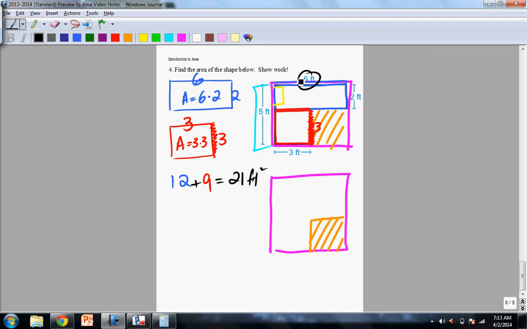The other way we could have looked at this is we could have gone the whole purple, which is 6 times 5, which is 30, and subtracted this negative space. This is 3 here, and the whole thing's 6, that's 3 times 3, so we're going to minus 9 for the orange, again, which is 21 feet squared.